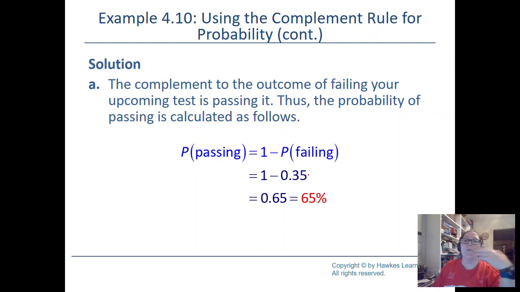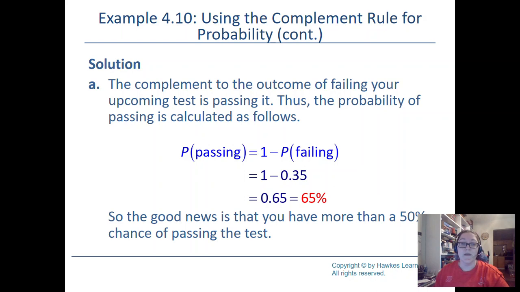But remember, we don't ever deal with it in terms of percentages. We like to change it to decimals, and then from there, we actually will get our decimal answer. Okay, and you're going to have decimal answers as well as sometimes having to convert them into percentages. So 1 minus the probability of failing, and the probability of failing was 35%, which is 0.35. Subtract that out, which is going to give you 0.65. So the probability of passing is 65%. So good news is that there's basically more than a 50% chance of passing the test.